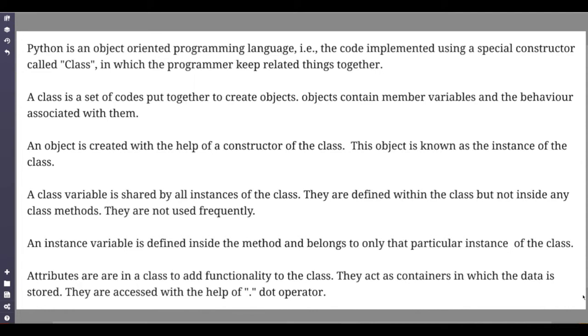A set of codes that are put together. Objects contain member variables and behavior associated with them. The object that is created with the help of a constructor is also known as the instance of the class. A class variable is shared by all the instances of the class. They are defined within the class but not inside any class methods.